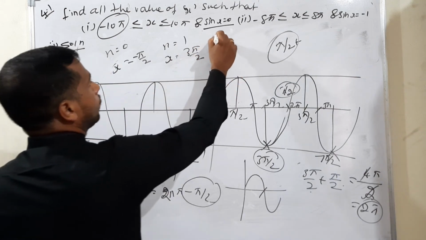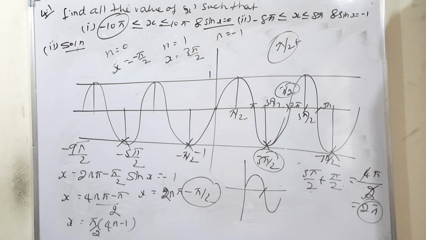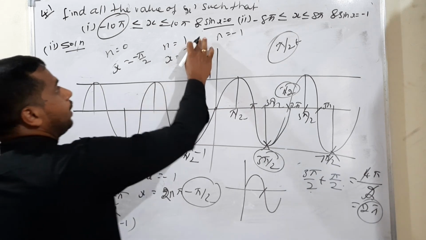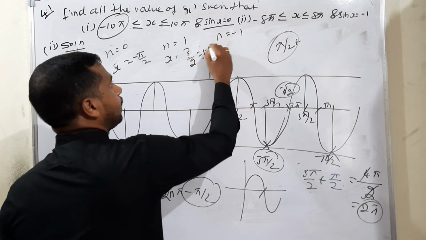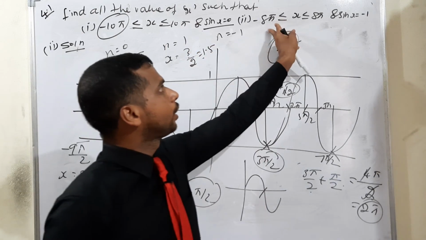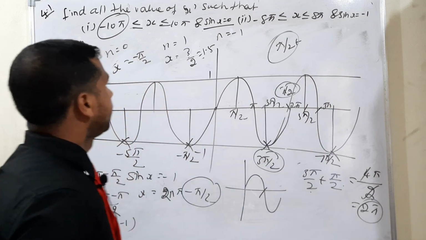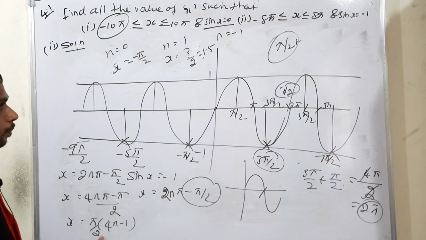Next one, n is equal to minus 1, what will happen? n is equal to minus 1 means minus 1 into 4 means minus 4, minus 4 minus 1 means definitely minus 5. So minus 5 by 2 means approximately 2.5, so what are the possible cases? 3 by 2 means definitely we can say 1.5. In between minus 8 to positive 8. The next case, n is equal to minus 1 is also possible.